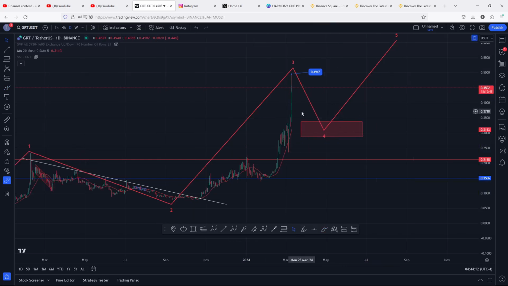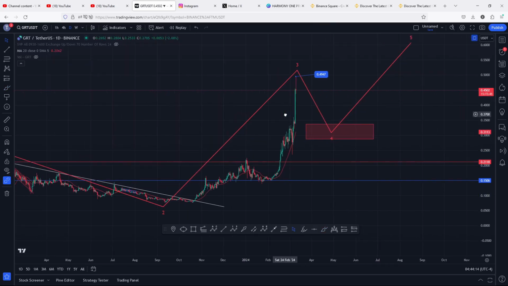But remember, in case we see a break back above the 0.4947, then my breakout target area lies above the 0.54 as the next significant high in the formation of that wave 3 to the upper side. So that is what I'm expecting here on the GRT chart on the short term and also on the long term.